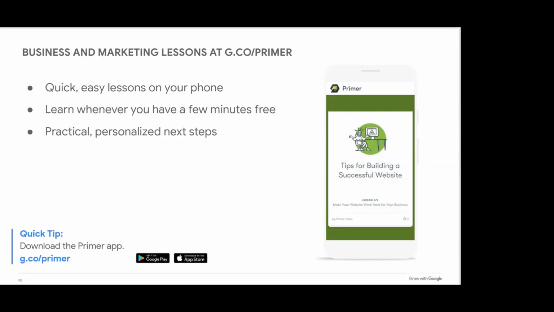Now, if you want to sharpen your business and marketing skills, check out Premiere. This is a free app you can download on your phone. If you have an Android device, you can download it on Google Play. If you're an Apple device user, you can download it on the Apple Store. What I like about Google Premiere is it's just small videos, less than 5 minutes. If you have a question, look for it and it's answered really quickly.